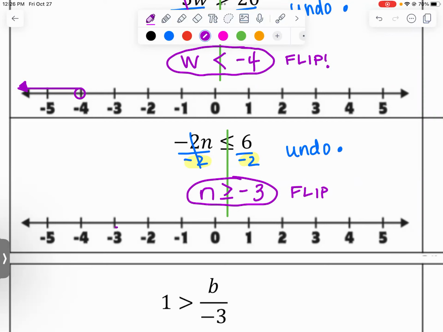We're going to go to -3. Leo, do I color in my circle? Yep. Okay. And if n is greater than or equal to -3, Ayla, which way do we need to go, right or left? Right.